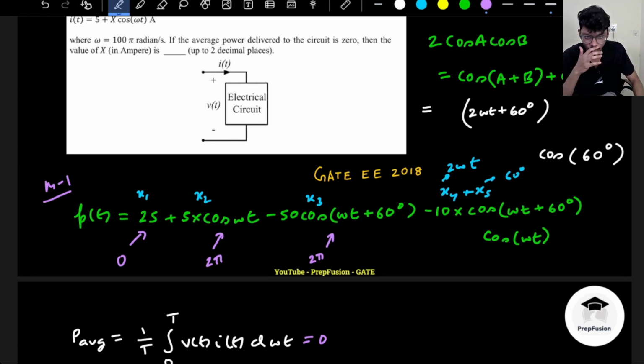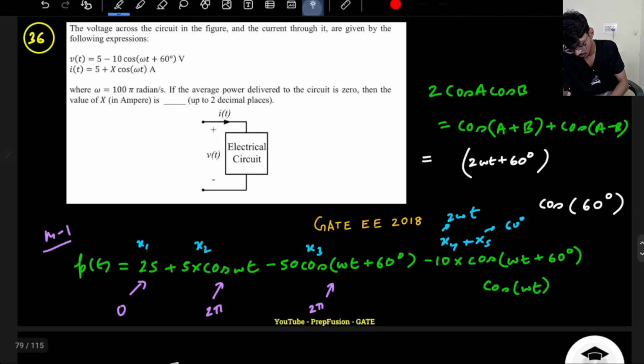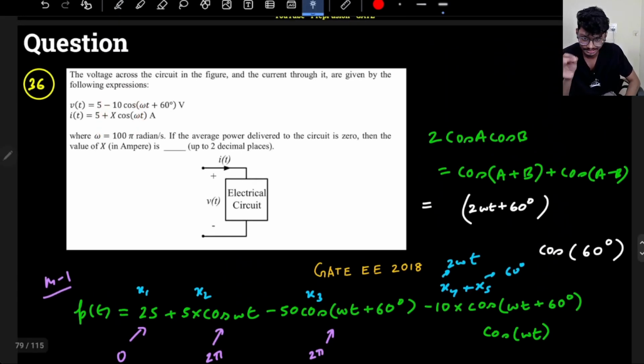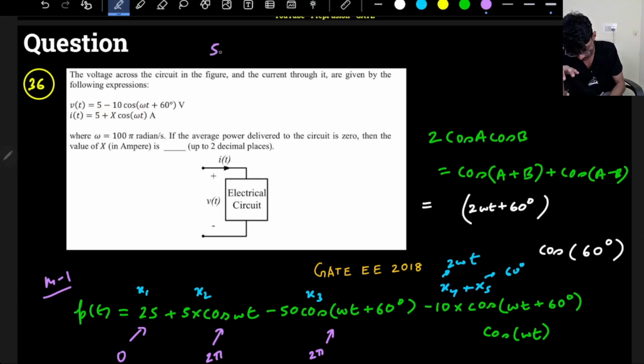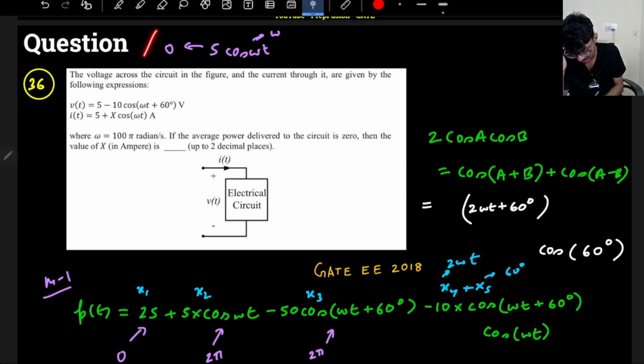So method 2 is this: you know the power will be due to the matching frequency components. Why? The reason being all other signals are orthogonal. So this 5 into cos omega t: this 5 has a frequency of 0, and this cos omega t has a frequency of omega. Whenever I have different frequency components, they are orthogonal to each other, and if I integrate the product of these two functions, it will be 0. Why will it be 0? Because these two signals are orthogonal to each other.